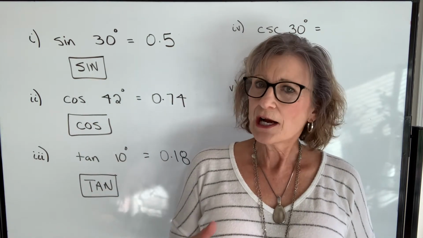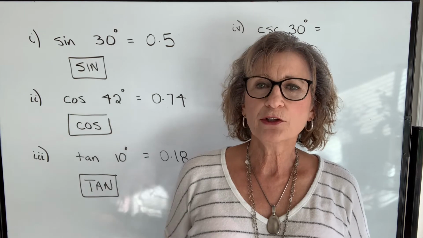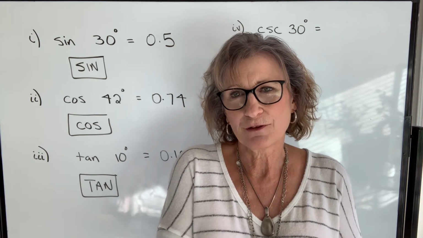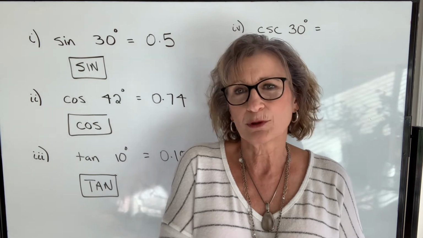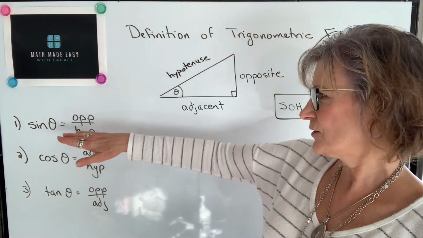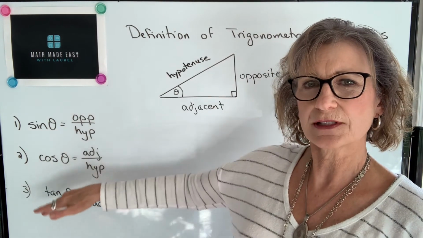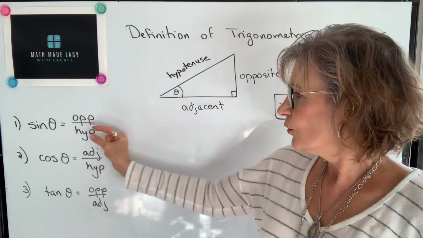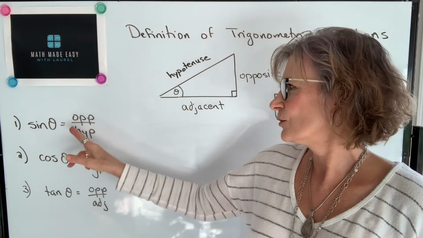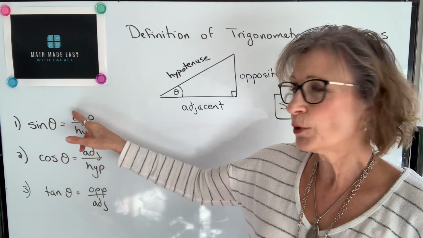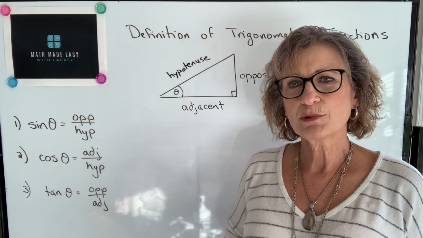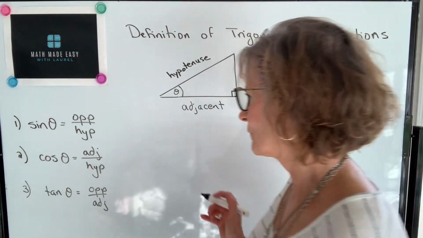Get comfortable, practice those, and when you're ready, let's take a look at the other three trig functions, which are called the reciprocal trig functions. So in addition to these three trig functions, sine, cos, and tangent, we can also take the reciprocal ratio. So if we wanted to work with the ratio of hypotenuse to opposite, that's another trig function. So the reciprocal functions are as follows.